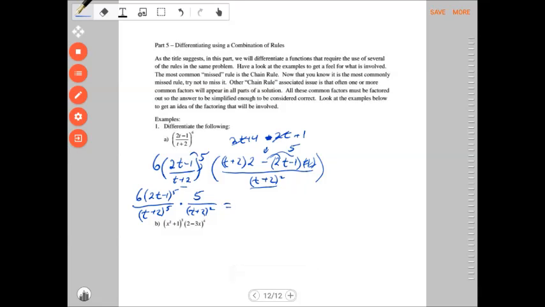The 5 and the 6 multiply, so that gives us 30, 2t minus 1 to the 5th. And then look, they're both t plus 2's on the bottom, so it's going to be t plus 2 to the 7th. And there is our final simplified answer.